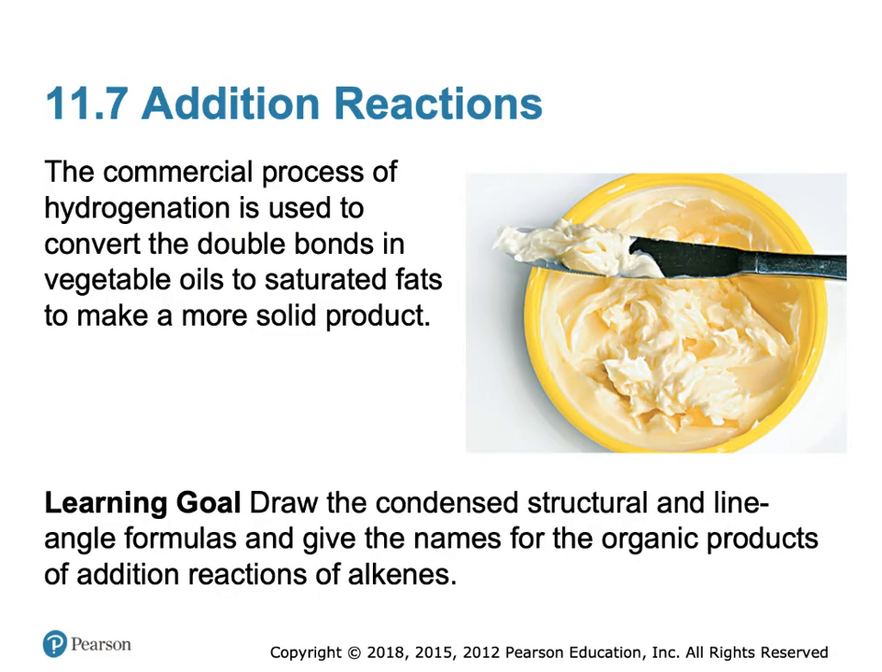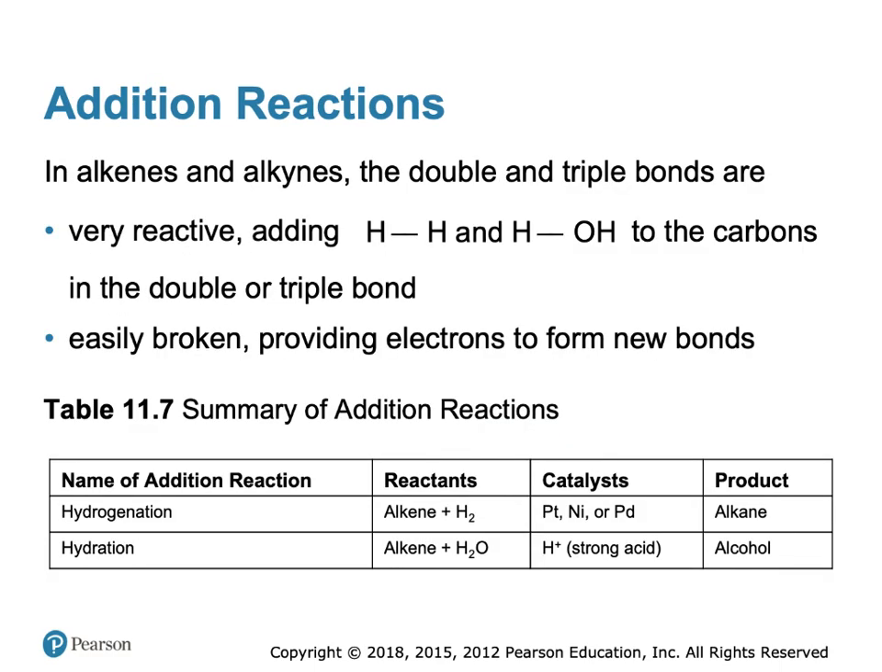We are going to conclude by looking at addition reactions to alkenes and alkynes. What we are going to do is we are going to learn to add certain molecules across a double bond. Alkenes and alkynes are very reactive. We can add hydrogen gas and water to the carbons in the double or triple bond. Double bonds and triple bonds are easily broken, providing electrons to form new bonds.